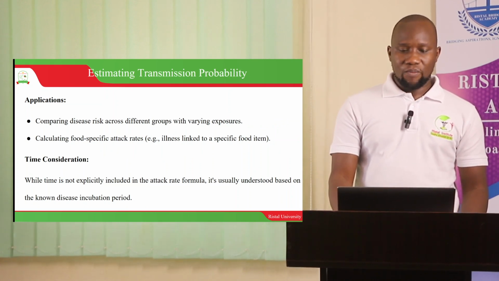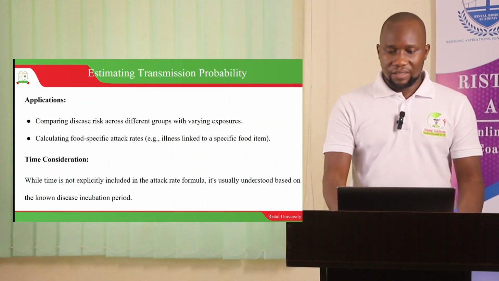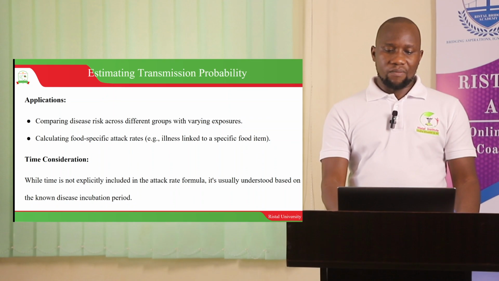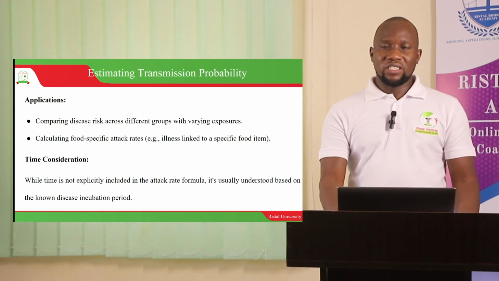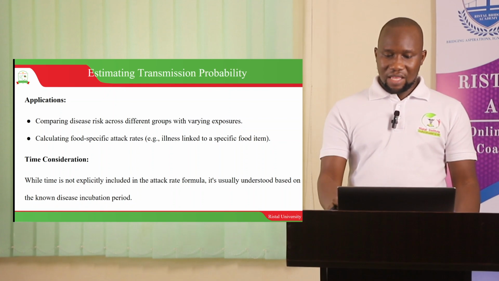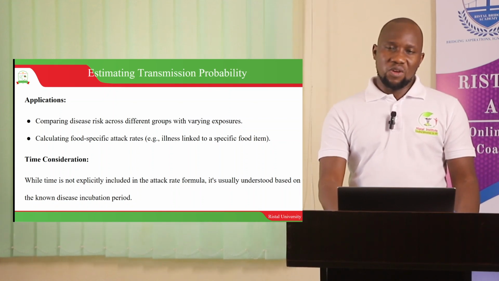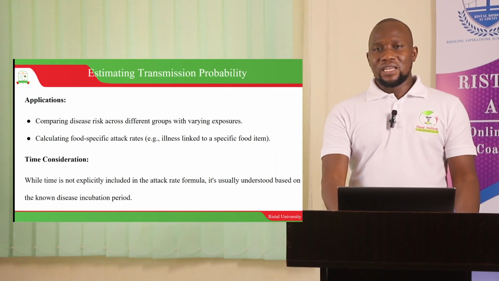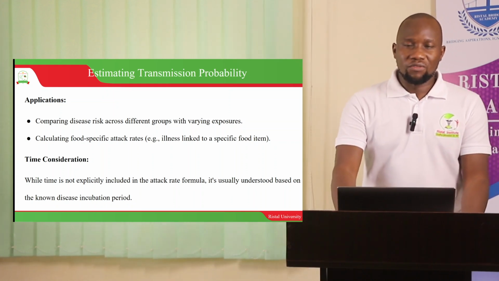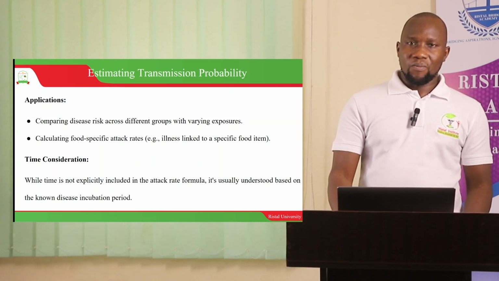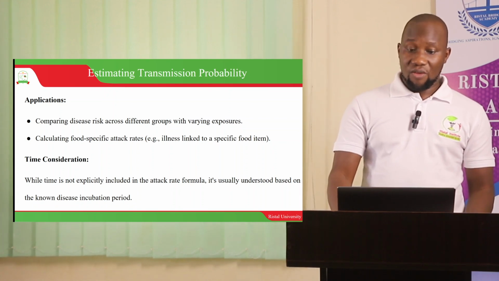And this is very important in comparing the risk factors across different groups, but also across different exposures. And we can also particularly use it in food-specific attack rates. That is to say that if someone ate food that is contaminated with the infectious agents, what are the chances that they will get the infection? It's very important to look into the time. Okay, if you're talking about infected food, then the manifestation of the food poisoning, if that's what you're talking about, should be within what we expect of how the infectious agent will cause the infection in the human.